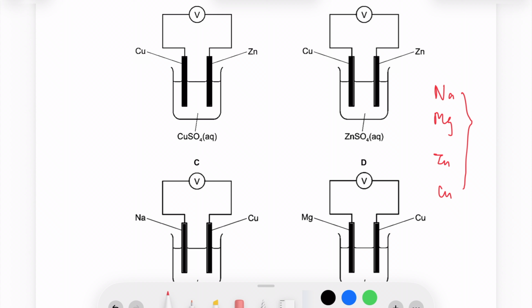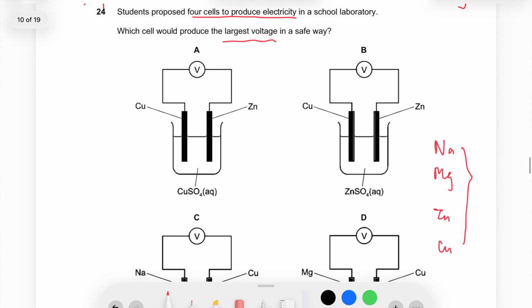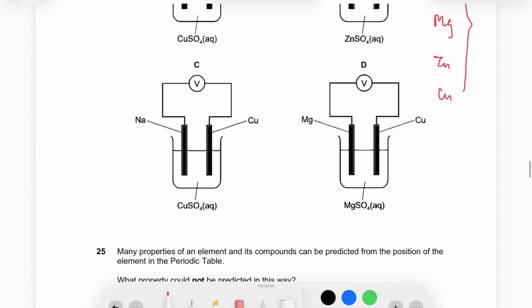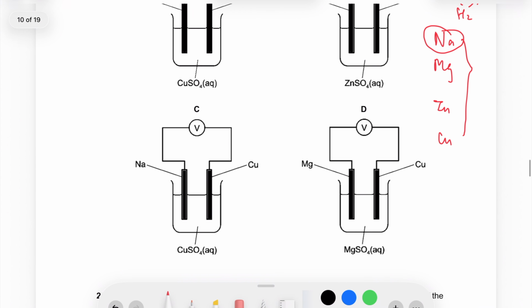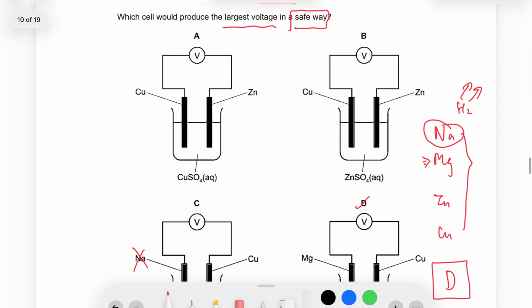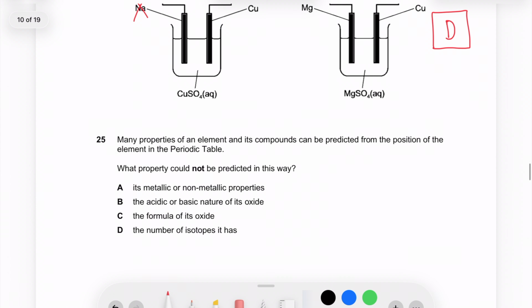So sodium and copper will be the best because you want the largest voltage. But the keyword is what? You want it to be a safe way. Sodium is too reactive. It reacts with water to produce hydrogen gas, so sodium is out. The next best choice is magnesium, so I will choose D. The electrolyte solution does not matter as long as it can conduct electricity.